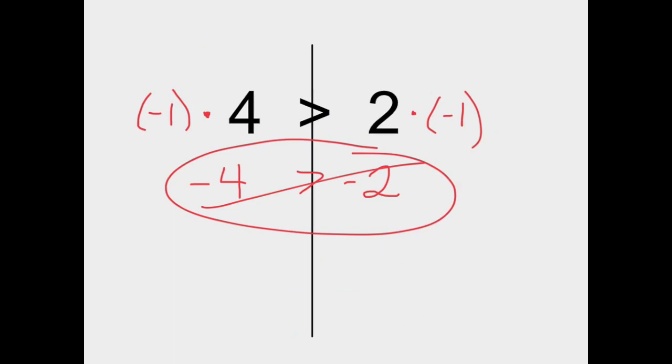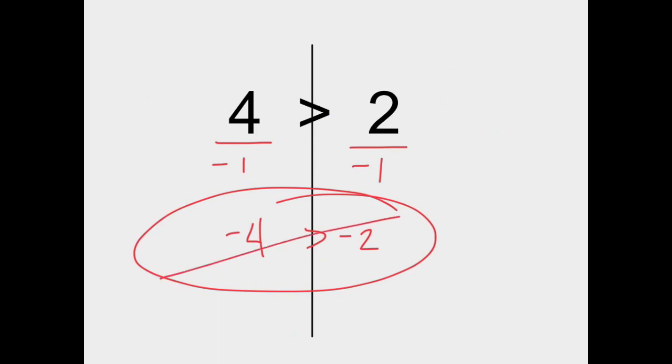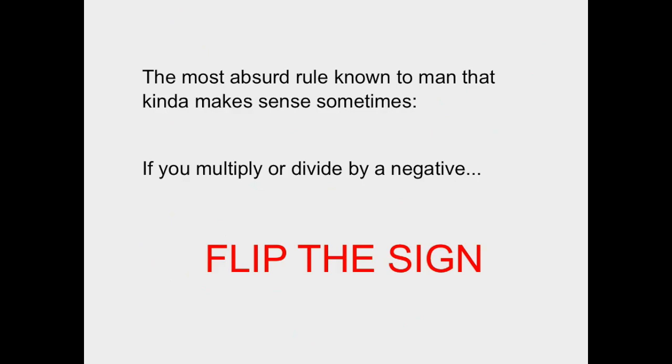So, the same if I divide by negative 1. I get negative 4 is greater than negative 2, which is not right. There is something about multiplying and dividing by a negative. It's the most absurd rule known to man that kind of makes sense sometimes. If you multiply or divide by a negative, you have to turn around the inequality sign. You have to flip the sign.